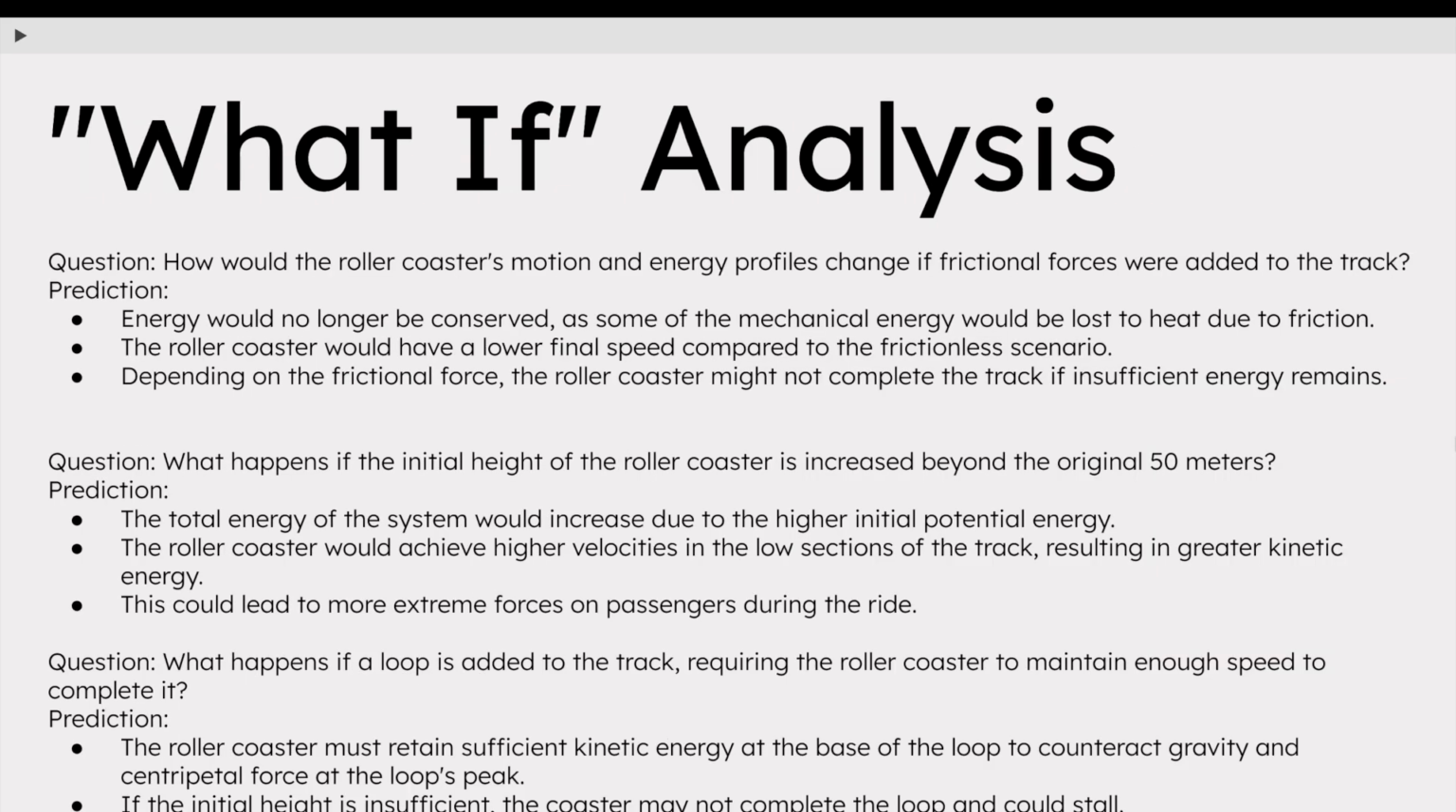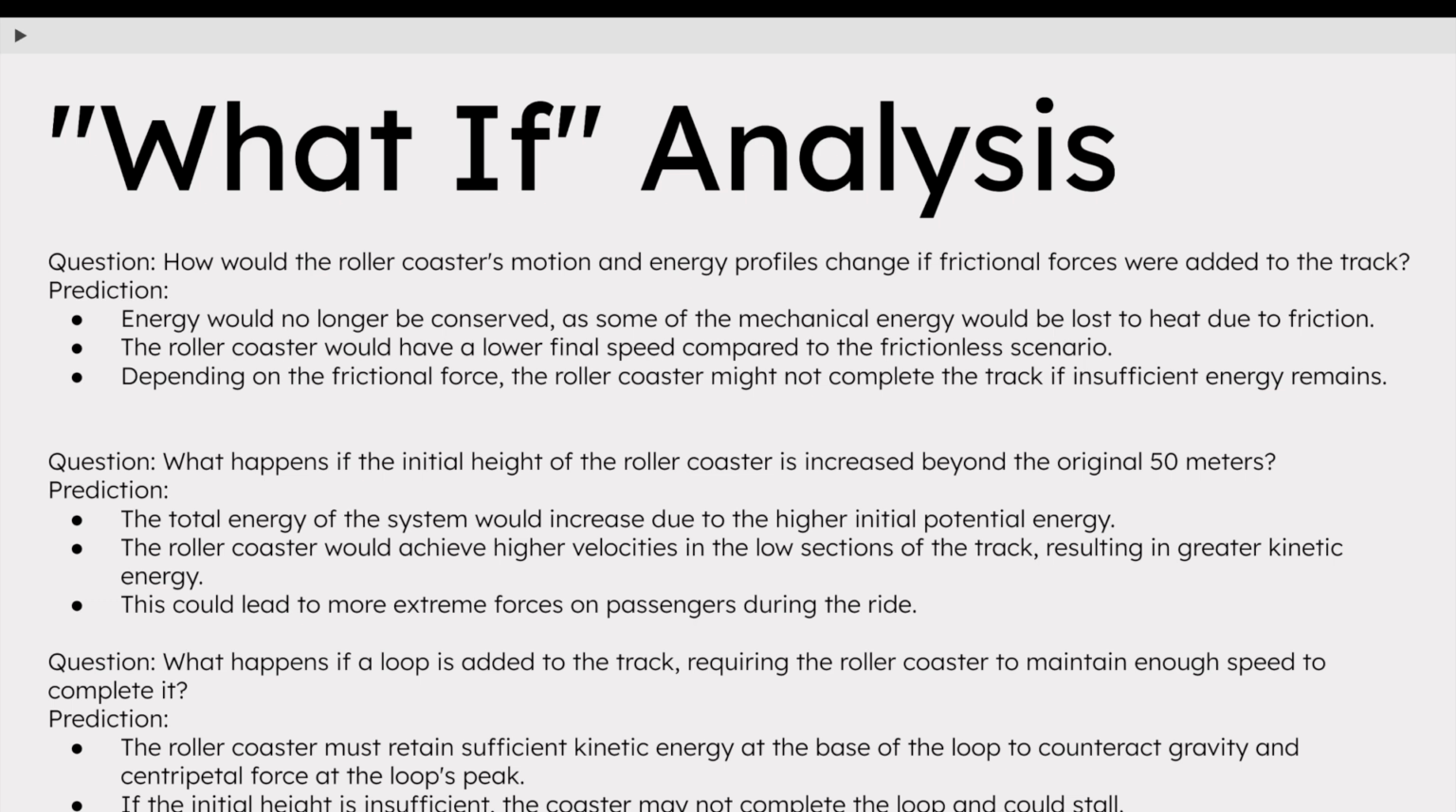How would roller coaster motion and energy profiles change if frictional forces were added to the track? The energy would no longer be conserved, as some of the mechanical energy would be lost to heat. What would happen if the initial height of the roller coaster increased beyond the original 50 meters? The total energy of the system would increase.